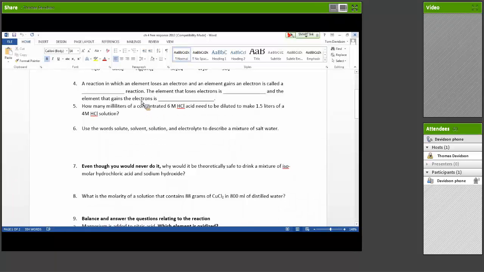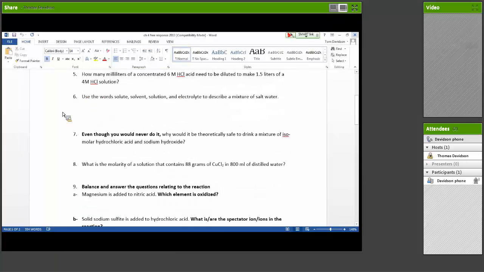It's an ionic compound. Number 4, a reaction in which an element loses an electron and an element gains an electron is called a what type of reaction? It's redox. And in redox, make sure you know who loses and who gains. If you remember, Leo the Lion says grr, you can answer most of that question. Number 5, how many milliliters of this are needed to be diluted to make that of that? So what's this problem? Okay, it's those times each other, then divide by 6.